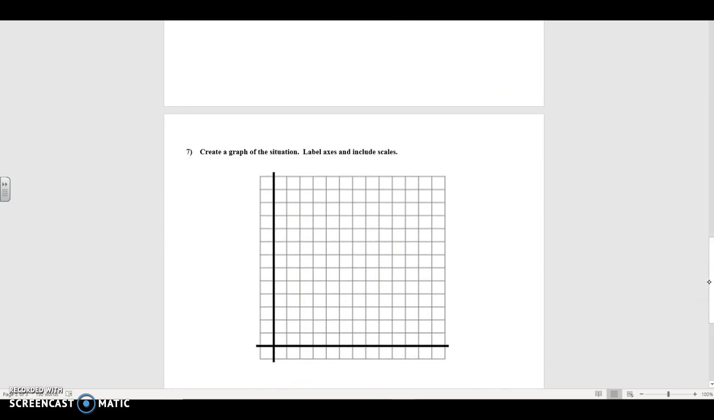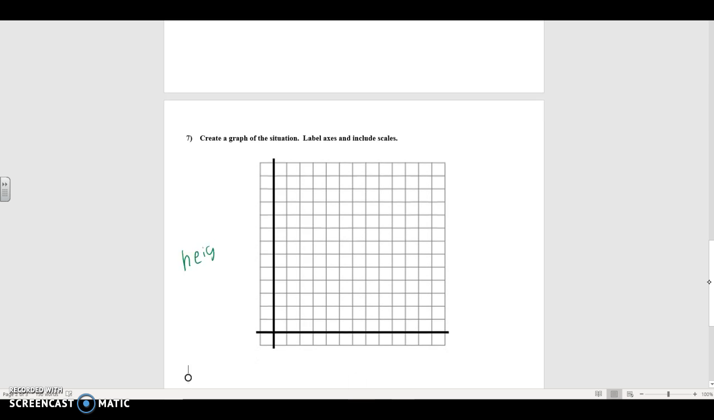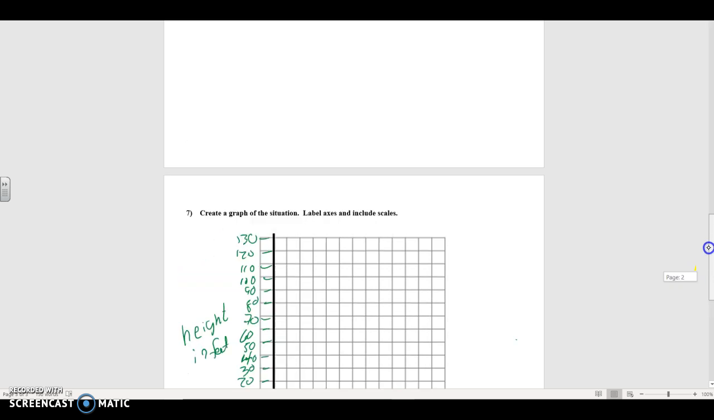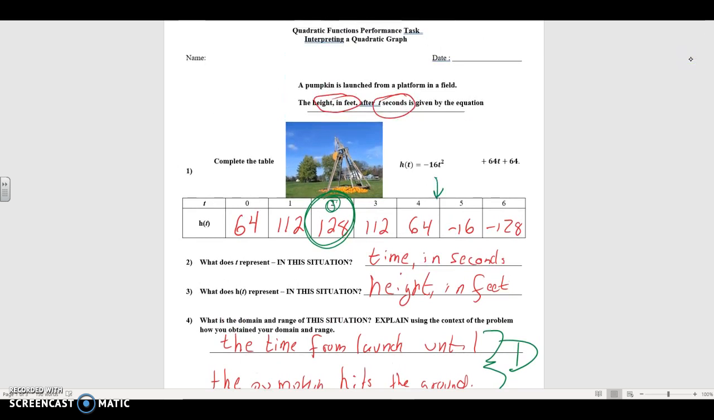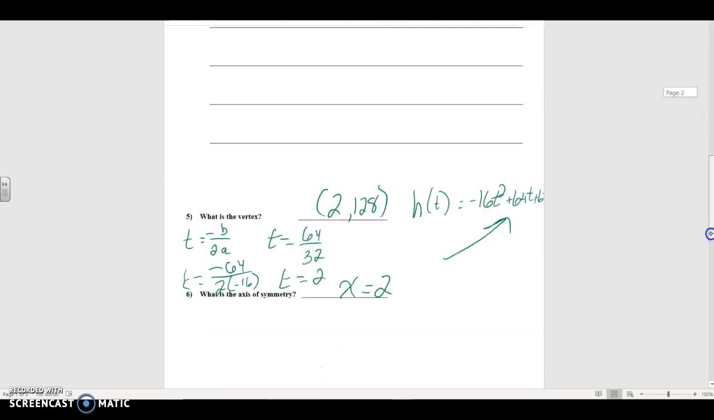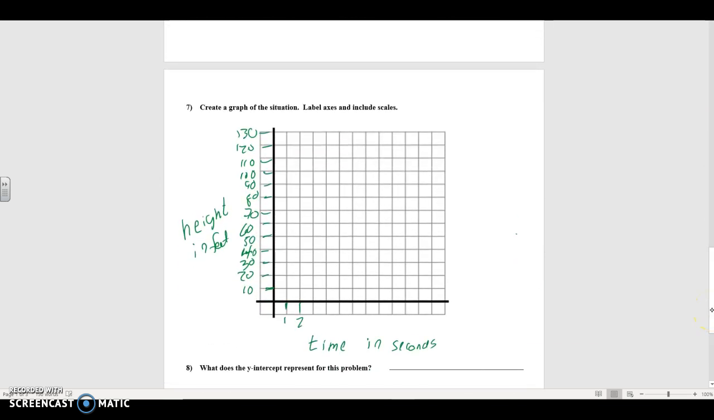So now graph the situation including label and scales. So y-axis is my height in feet. And then the x-axis is my time in seconds. And I know I have a maximum of 128, so I'll go by tens. And looking at my table, I can see that somewhere between 4 and 5 seconds it's going to hit the ground. So I can still go by ones and be on the graph.